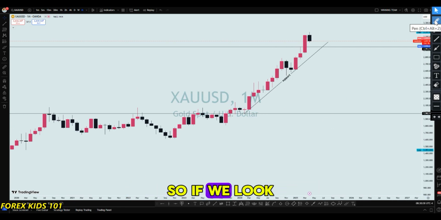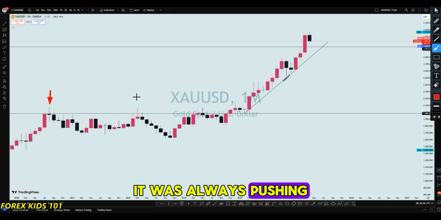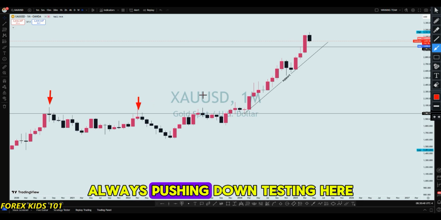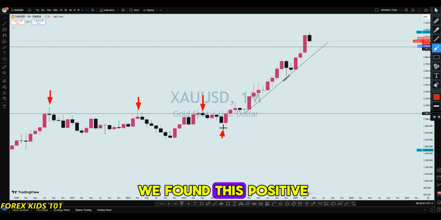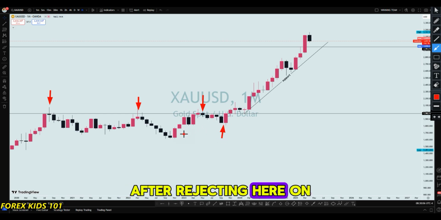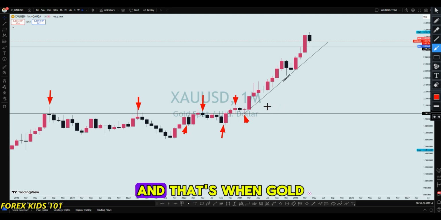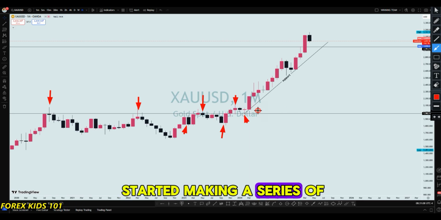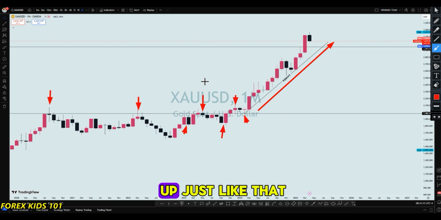Okay, so if we look at this price section here, you can see that gold always, when it comes and tests here, it was always pushing down, testing here, always pushing down, testing here, always pushing down, until we found this positive move here after rejecting here on this equal low here, and then we started pushing up, and then after rejecting, we can see a retest of that break there. Okay, and that's when gold started making a series of higher highs and higher lows. Okay, pushing all the way up just like that.